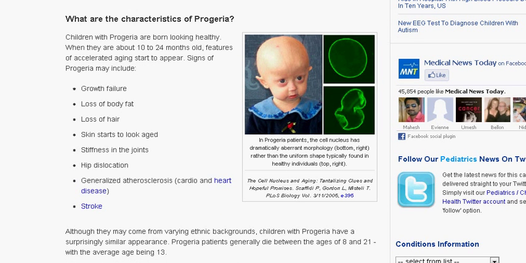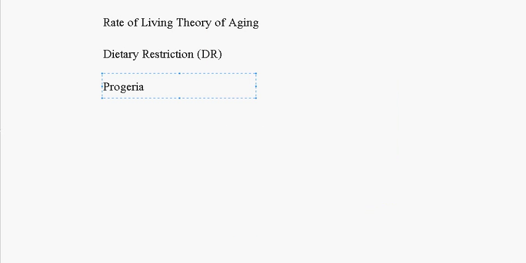See, the children are born normal looking and healthy, but then they have symptoms like growth failure, loss of body fat, loss of hair, and skin that looks aged. You can read the rest of it. But essentially, that shows the body's inability to repair its damage, so the rate of aging is increased.